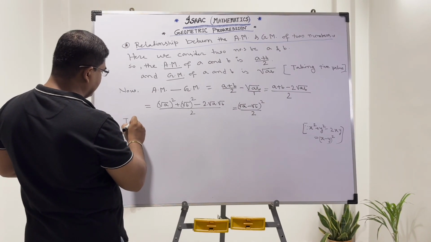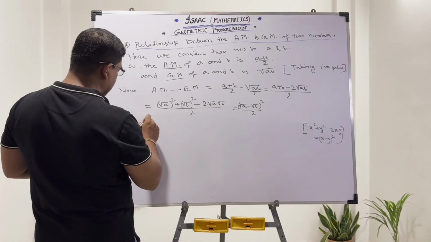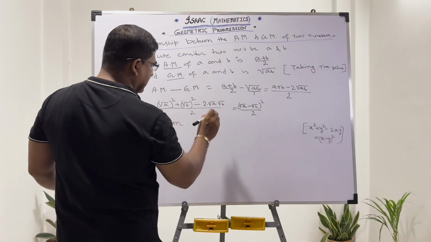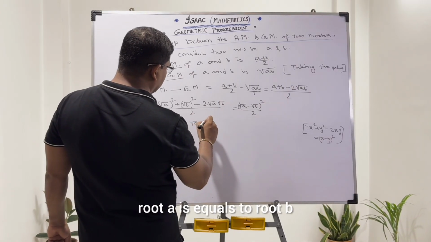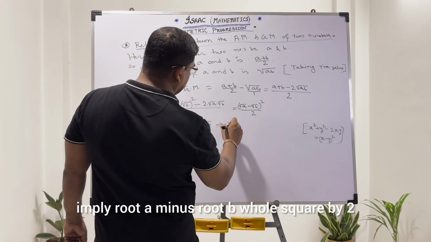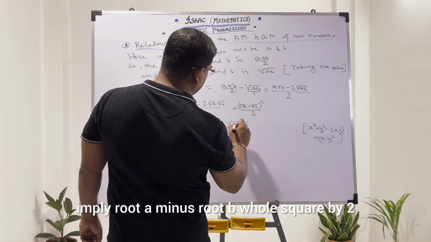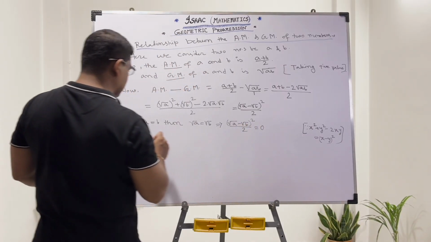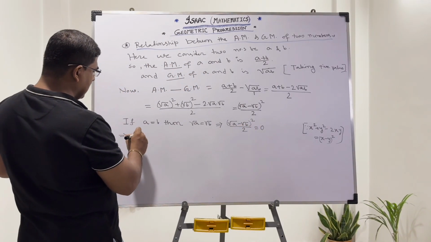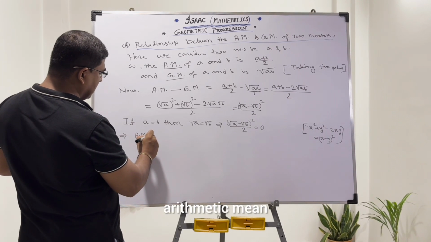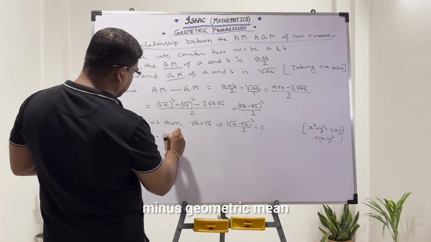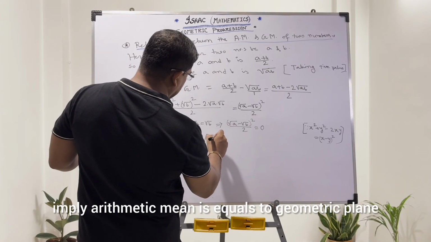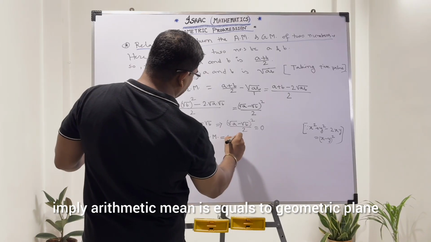If A equals B, then root A equals root B, which implies root A minus root B whole square by 2 equals 0, which implies arithmetic mean minus geometric mean equals 0, which implies arithmetic mean is equal to geometric mean.